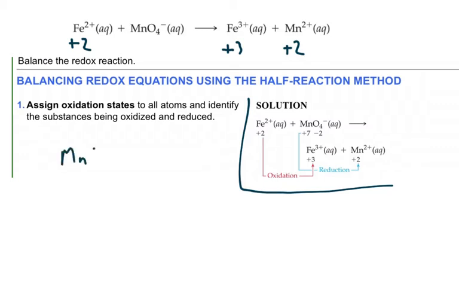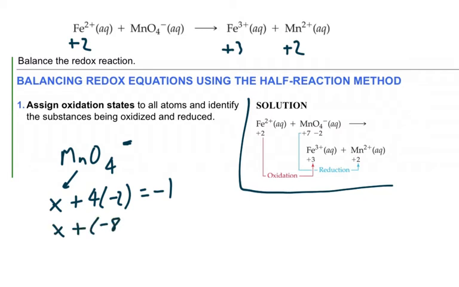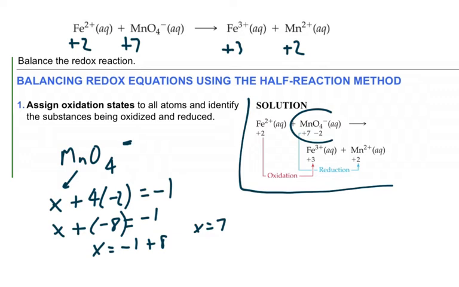And then to find this one here, we can treat manganese as X since we don't know the charge. Now, there are 4 oxygens. Oxygen is usually -2, and because there's a charge, you're going to equal it to a -1 charge. And when we do the algebra here, solving for X is going to be -1 + 8. In other words, X will be 7. And as you can see, the manganese is 7, and each oxygen is -2.